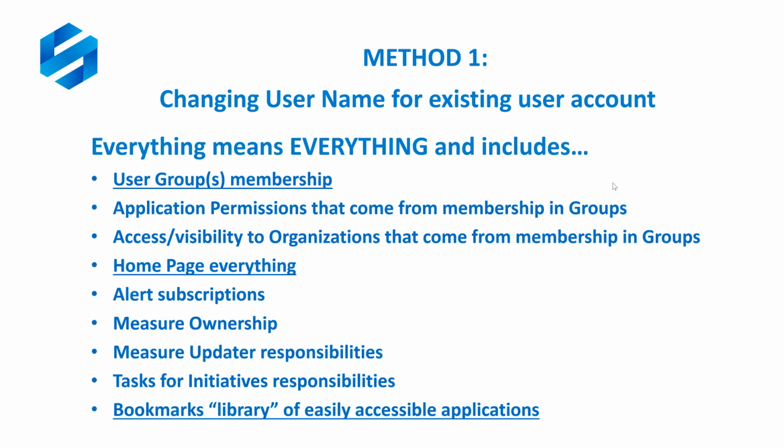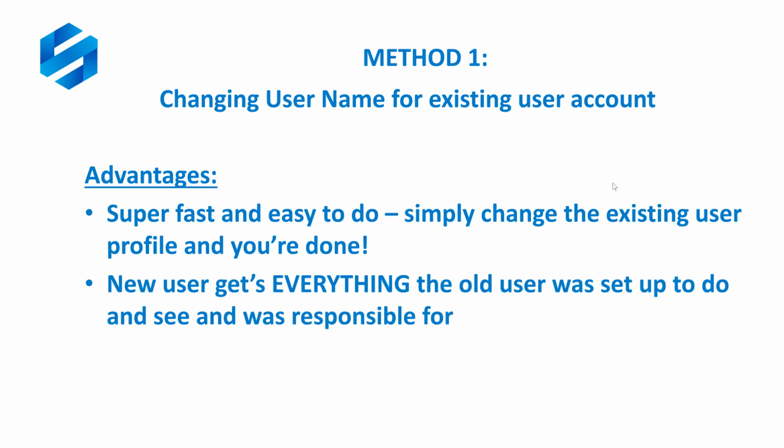When we say everything, we mean everything that goes from the existing user to the new user, including user group membership, which includes or implies application permissions that come from membership in groups, access and visibility to organizations that come from membership in groups, everything about the homepage that the original user has set up and experiences, such as alerts, measure ownership, measure update responsibilities, and tasks for initiatives, and the bookmarks library of easily accessible applications that the original user has created.